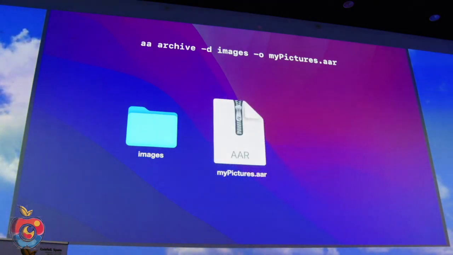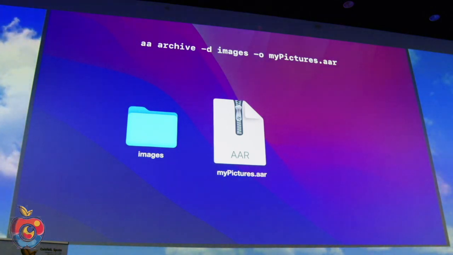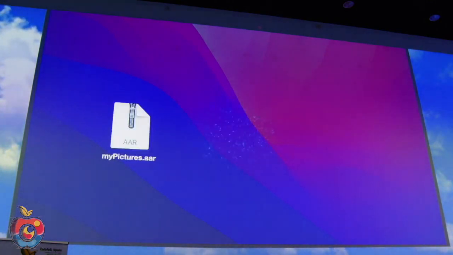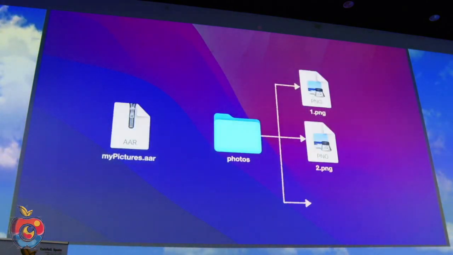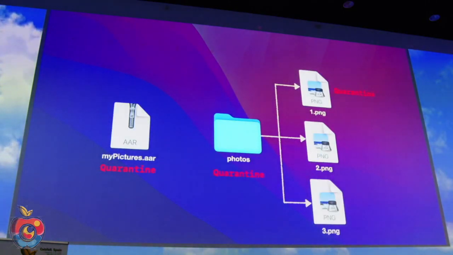We specify the target directory to be the images folder and output an archive named mypictures.aar. It's worth noting that the AA utility intentionally archives everything under the specified directory. So in this case, we specify the target directory to be the images folder, and it will only archive the files and folders within that directory, excluding the images folder itself. So once we have our mypictures.aar file, we can host it on the internet, download it, extract it with Archive Utility, and we have the following directory structure.